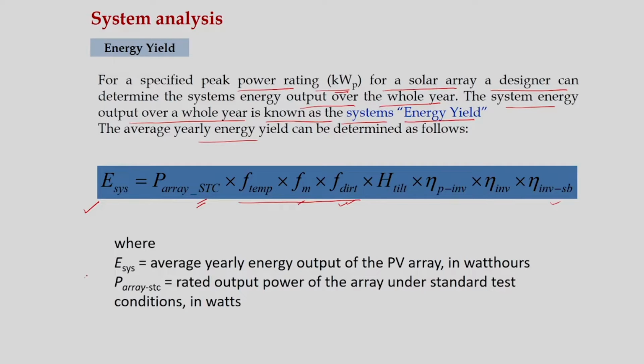Okay. And already we know what E system is, the average yearly energy output. If we do not write this yearly, then of course we will write Y here. At this moment we do not need to write it. And P array STC is the rated output power of the array under standard test condition. For standard test conditions, we represent it in watt, and E system will be in watt hour. Okay.